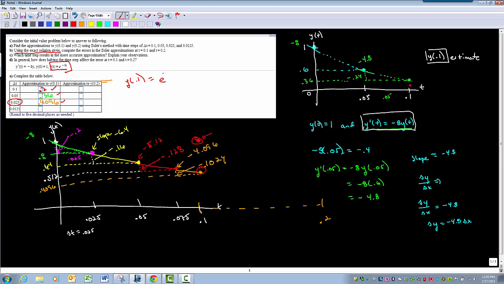So we go e to the negative 8 times 0.1, so that's e to the negative 0.8. This gives us a value. Whatever that value is, that is the exact solution. And we want to see how far each one of these differs from it. That's going to be the next table.